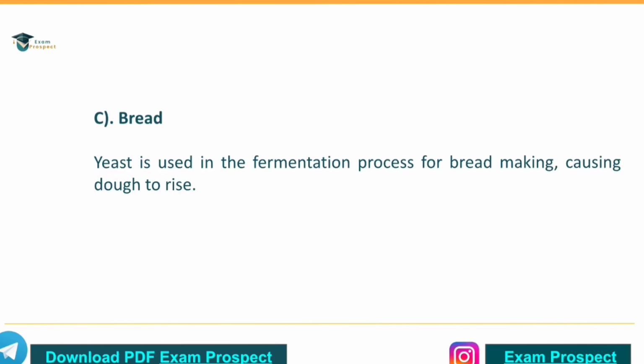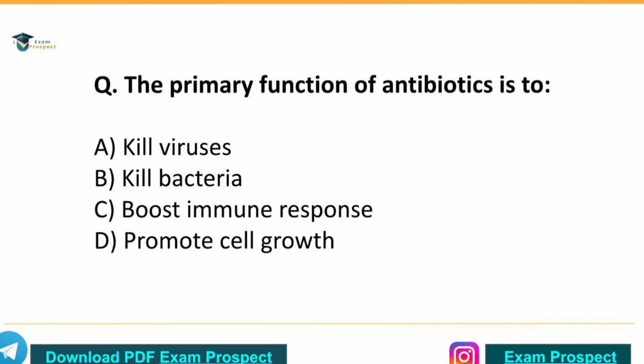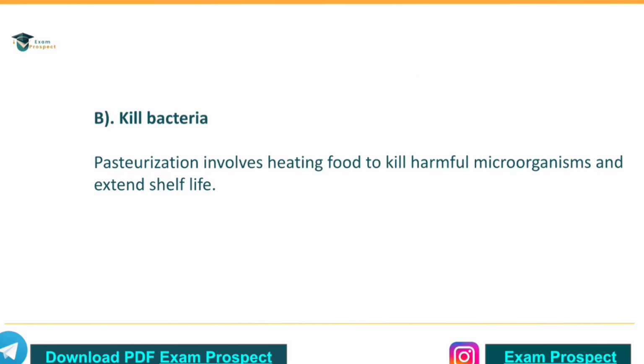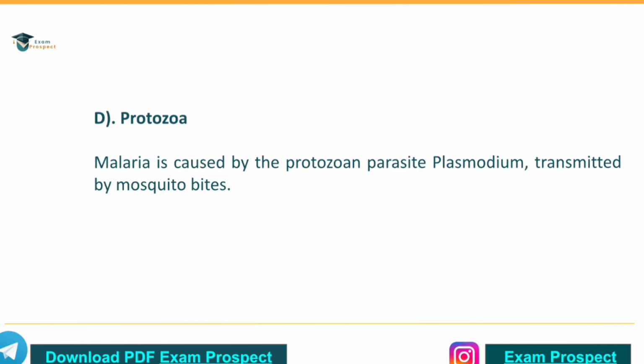Next question, the process of heating food to kill harmful microorganisms is called? Correct answer is option B, pasteurization. Next question, the primary function of antibiotics is to? Correct answer, option B, to kill bacteria. Next question, which microorganism is responsible for causing malaria? Correct answer, option D, protozoa.